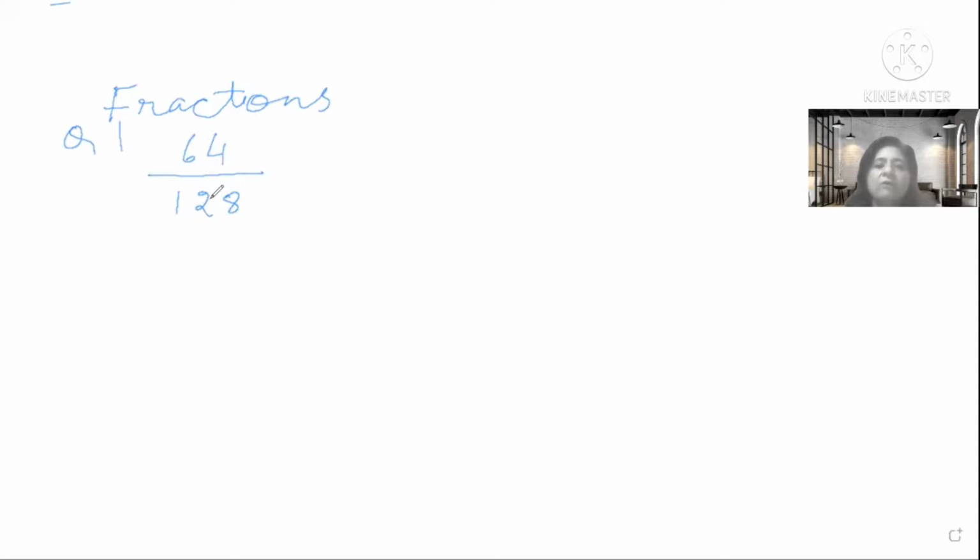Question number 1, 64 upon 128. So in first method, find out all the possible factors of 64 and 128 and then find out the highest common factor.